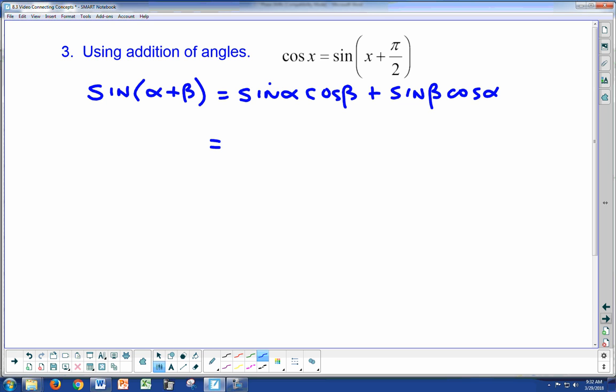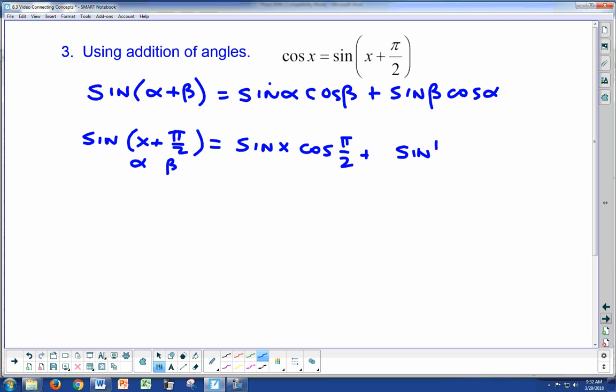This time we're going to use the sine of x plus pi over 2. And this is a real quick and easy one. This will be my alpha, this will be my beta. So we've got the sine of x times the cosine of pi over 2 plus the sine of pi over 2 times the cosine of x.